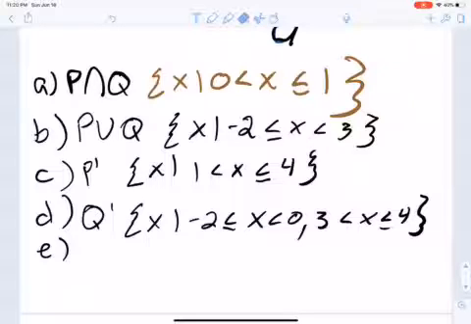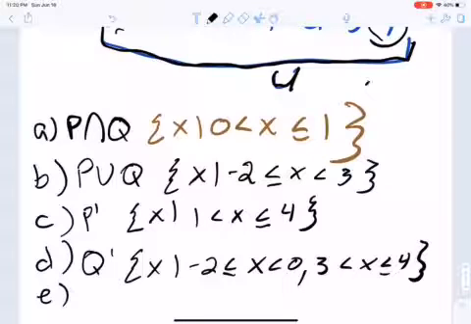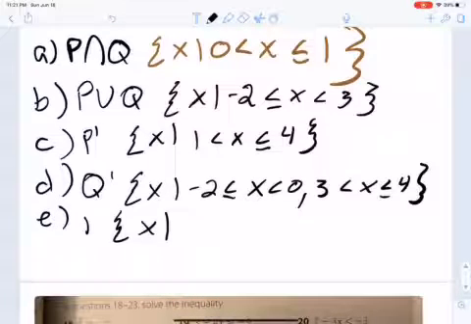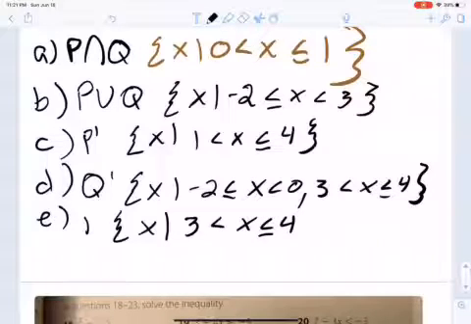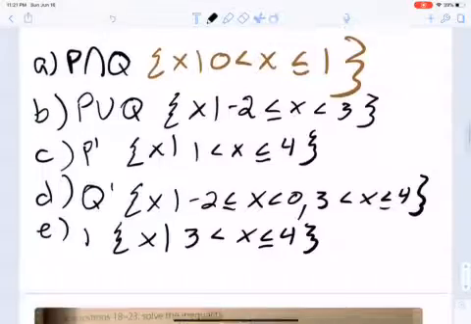I'll just write the answer on this one to save some time. I don't know what's going on right now. All right, so let's just write the answer. All x such that 3 is less than x is less than 4. And we don't want to include here, but we do want to include here. All right, so that'll be E.